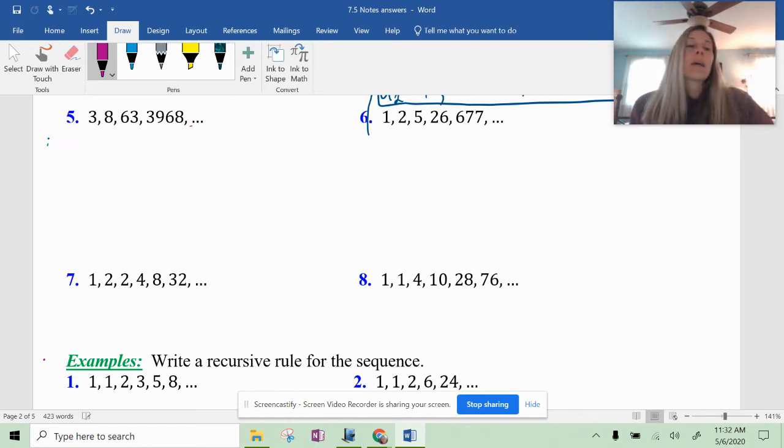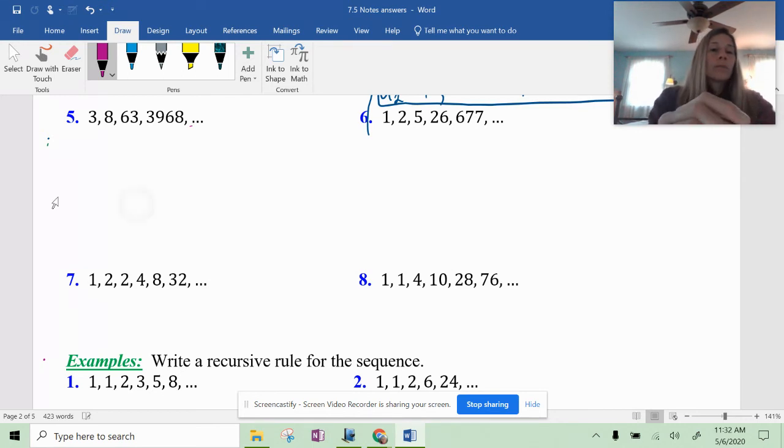In this case, I'm noticing I have a 3, then I have 8, and then 63. Now 8 is 1 less than 9, which is a perfect square. And 63 is 1 less than 64, which is a perfect square. And 3 is 1 less than 4, which is a perfect square. So maybe there's something going on here with some perfect squares.